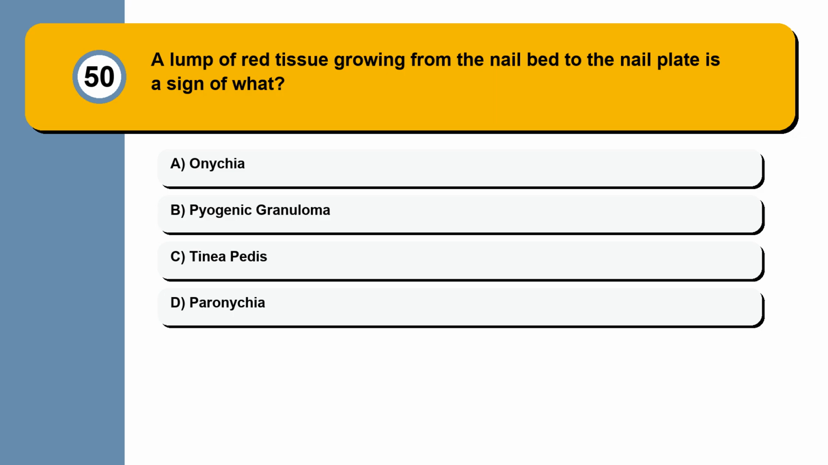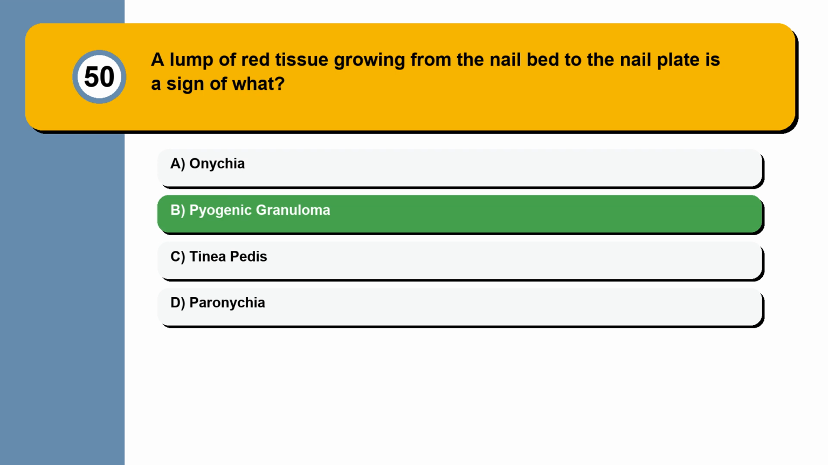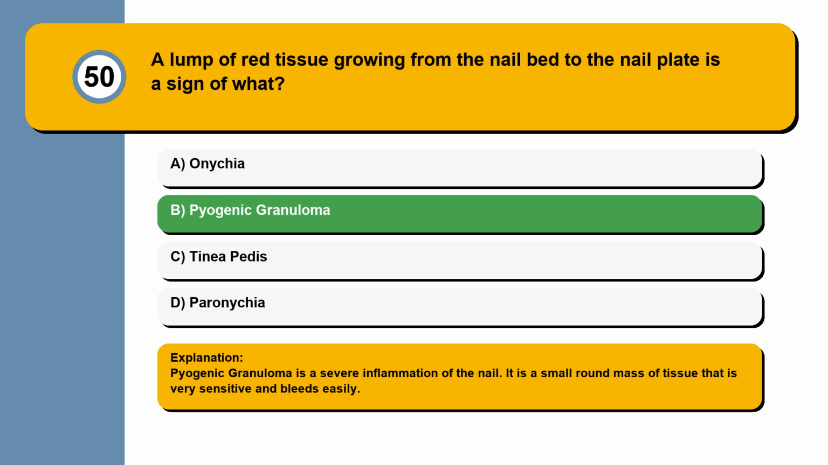Question 50. A lump of red tissue growing from the nail bed to the nail plate is a sign of what? Onychia, pyogenic granuloma, tinea paronychia. Pyogenic granuloma is a severe inflammation of the nail. It is a small round mass of tissue that is very sensitive and bleeds easily.